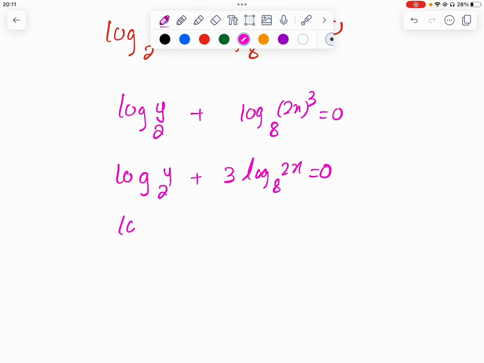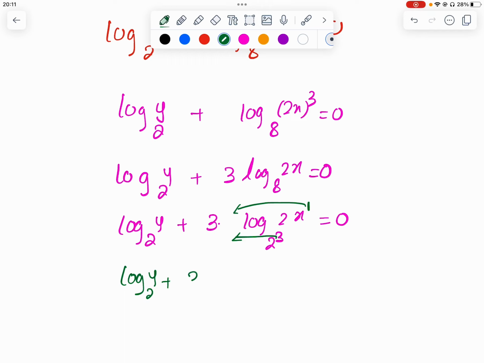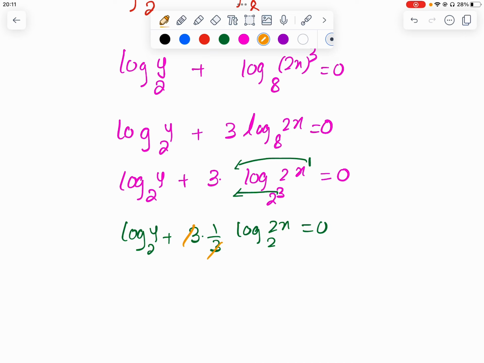Now log y to the base 2 plus 3 times log 2x to the base 8 can be written as 2 cube equals 0. There is a power, 1 comes to the numerator, 3 goes to the denominator. So what does it become? Log y to the base 2 plus 3 times 1 upon 3 log 2x to the base 2 equals 0. So 3 and 3 cancel. Both are log base 2.